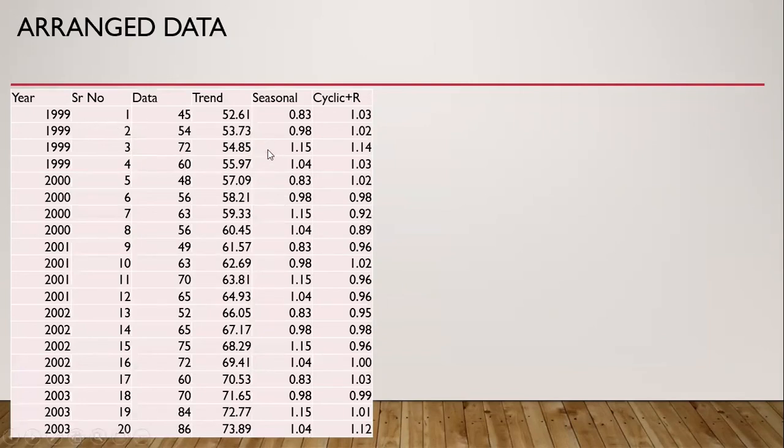So this is the entire data from year 1999 to year 2003. This additional column I have inserted so that we can make a graph using Excel. This was our original data. These are the trend values. Trend is increasing. This is the seasonal indices or seasonal component. So it is repeating after every four values. Then this is our cyclic plus residual component, and we can plot it using Excel.